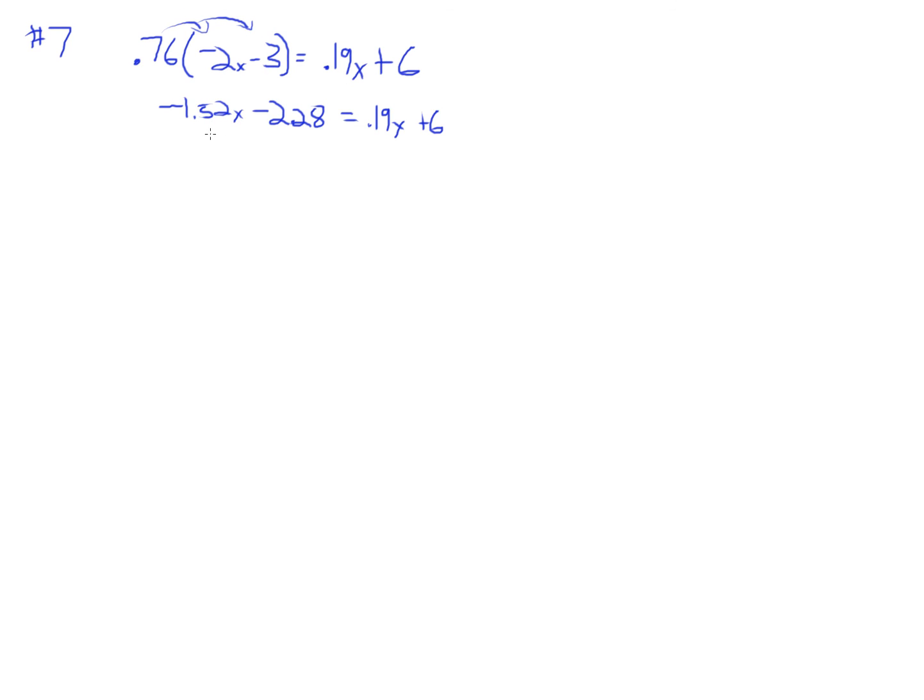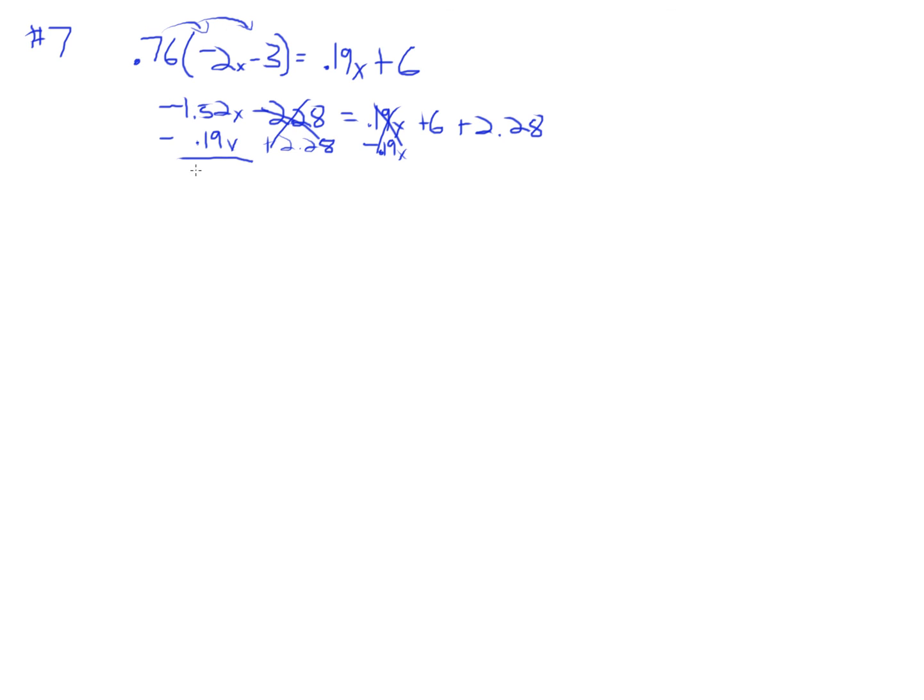I want to get my x's on one side and my whole numbers on the other, so I'm going to subtract 0.19x here. But then when I do to one side, I've got to do the other: 0.19x here. And then I'm going to add 2.28 here, and then I'm going to add 2.28 here. So these cancel. These cancel. I combine my x's there.